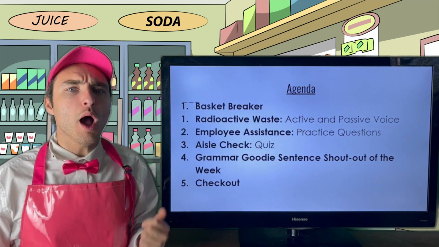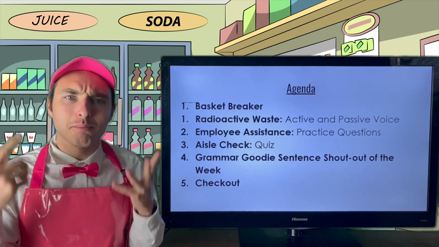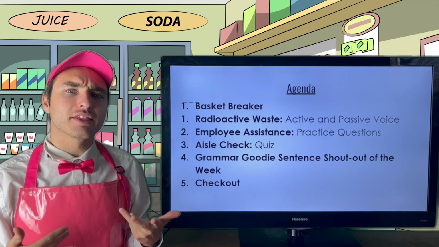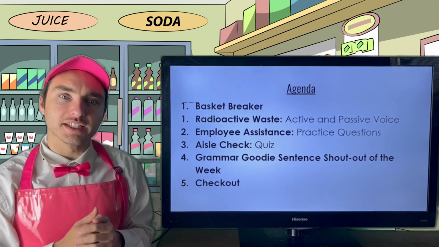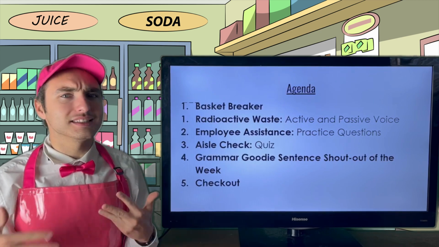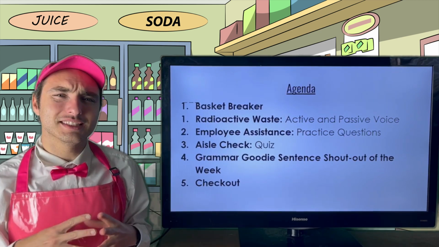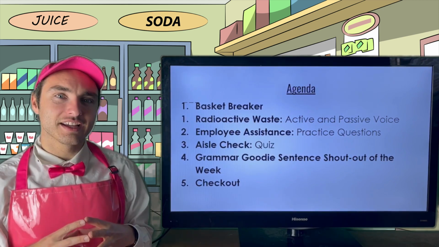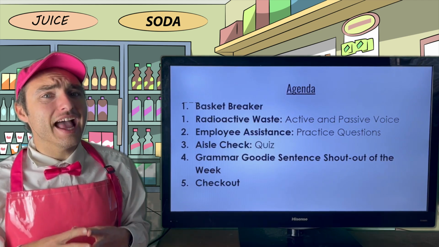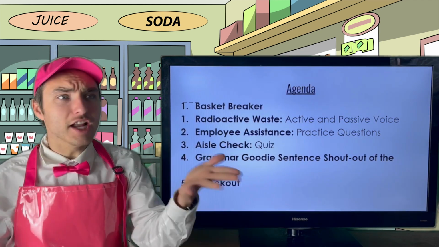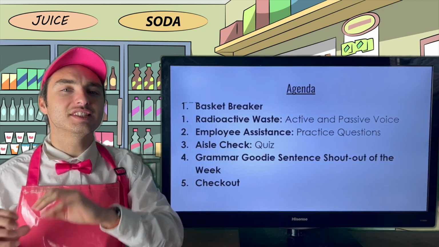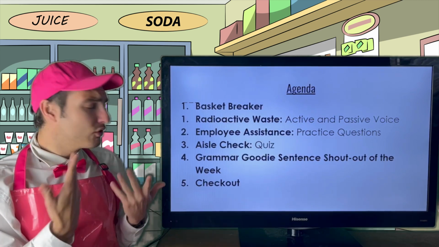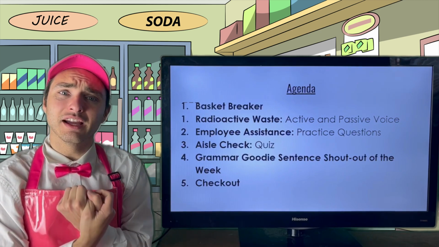First, we're going to jump into a basket breaker to get our minds going. Then, we're going to sip up some radioactive waste, where we talk all about the background of active and passive voice. Then, we'll practice together by asking for a little employee assistance. And then we'll put all of that to test with an aisle check. Then, we'll start checking out and do the Grammar Goodie Sentence Shout Out of the Week. So stick around till the end to see if you got the Grammar Goodie Sentence Shout Out. And then, of course, you fly away for the evening.